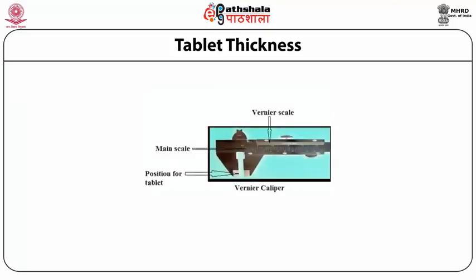This slide shows the apparatus used for measuring the thickness. This apparatus is called the vernier caliper, and if you see this apparatus, there are two jaws, and between the jaws we have to position the tablet. There is a main scale and the vernier scale. The thickness value is calculated by seeing where the vernier scale coincides with the main scale. The answer is reported in millimeters or centimeters.